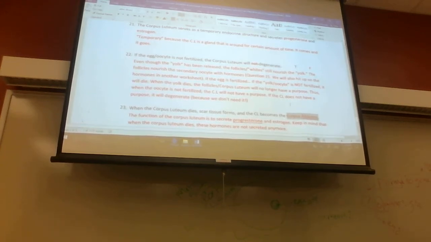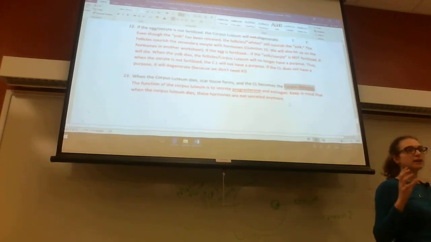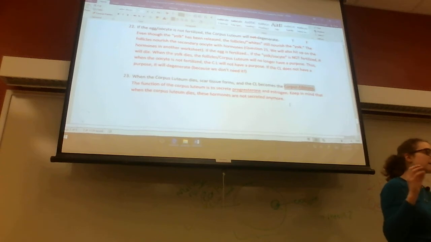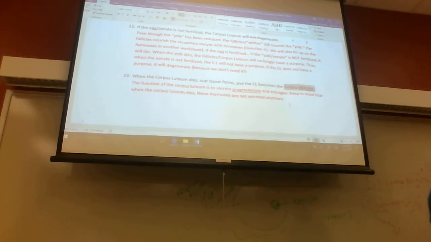Okay. And usually what causes the corpus luteum to die is if the egg isn't fertilized. If the egg is not fertilized, why are we vascularizing the uterus? It's dead. Let's get it out of here. So when the egg is not fertilized, it dies. When the egg dies, the corpus luteum detects this, and it's like, what am I doing? Then when it's dead, it becomes corpus albicans.